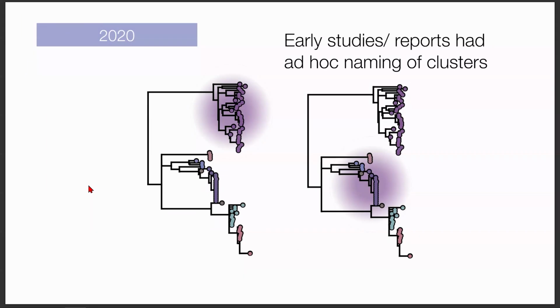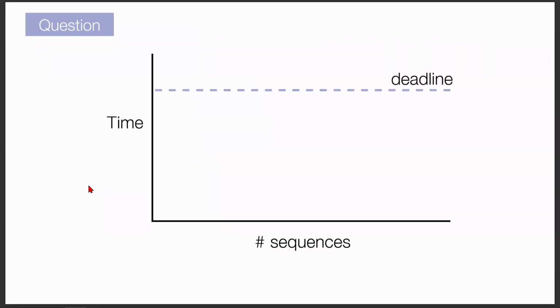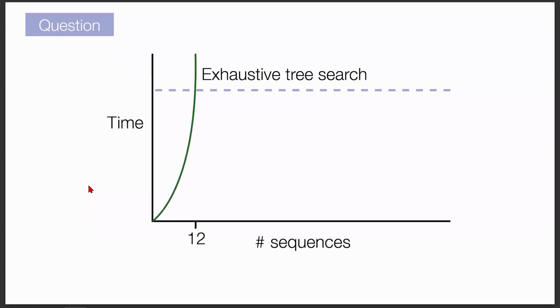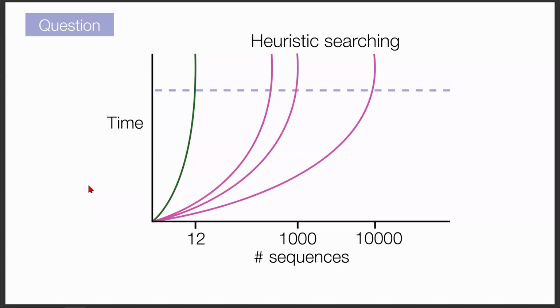Another consideration is that as the number of sequences grows, and say you've got an arbitrary deadline of when you need to have your answer by, say you need to have some public health decision that needs to be made, and you have the number of sequences growing, to calculate the exact tree we can still only do that now up to about 12 sequences. And we have various heuristic search methods that max out at different points, but for SARS-CoV-2, we got there pretty quickly.